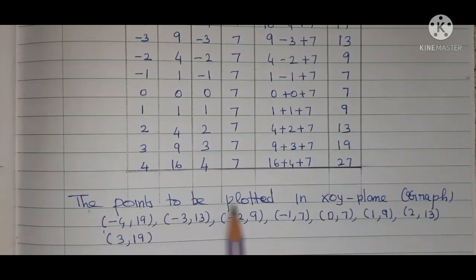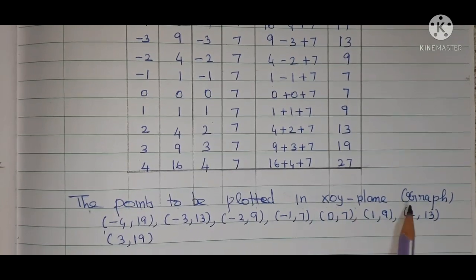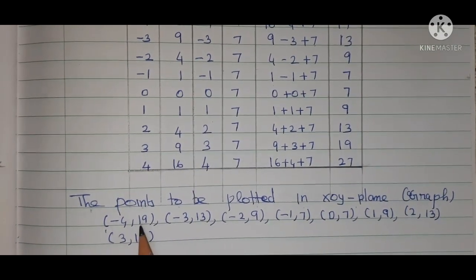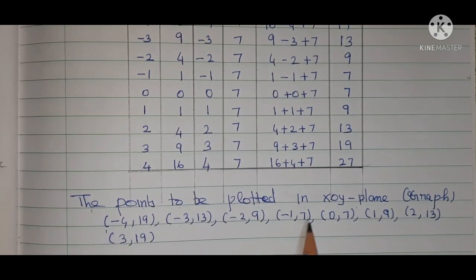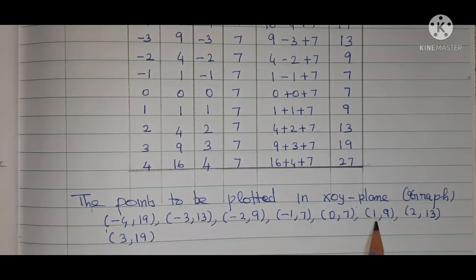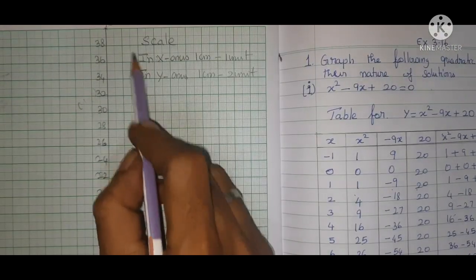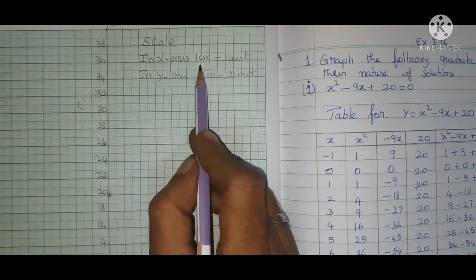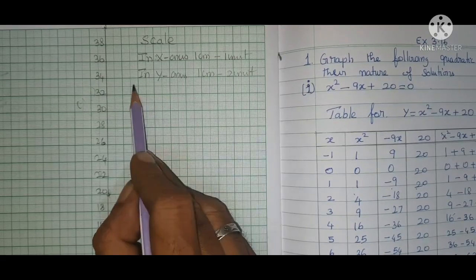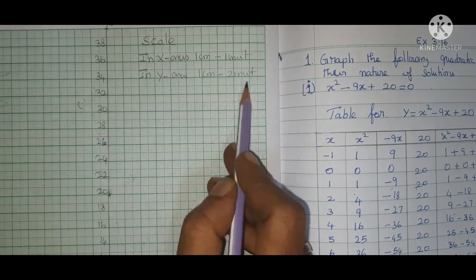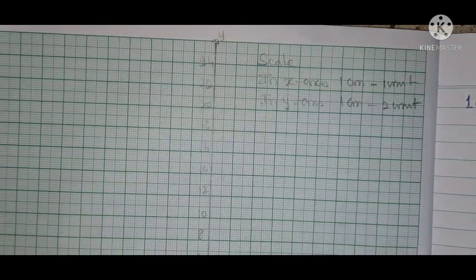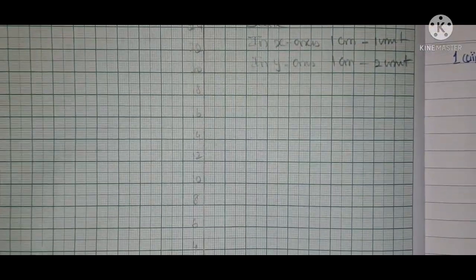The points to be plotted in the XOY plane, that is, the graph: minus 4, 19; minus 3, 13; minus 2, 9; minus 1, 7; 0, 7; 1, 9; 2, 13; and 3, 19. Scale: on the x-axis, 1 centimeter is equal to 1 unit. On the y-axis, 1 centimeter is equal to 2 units.